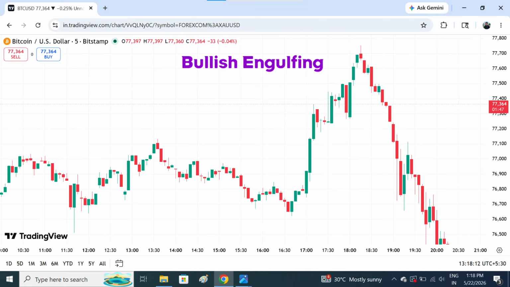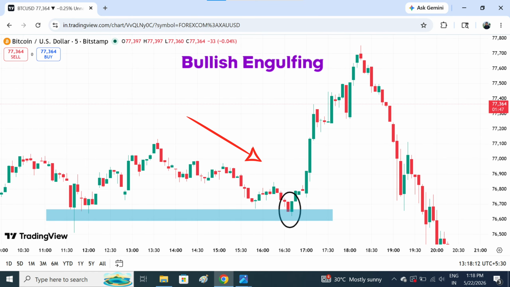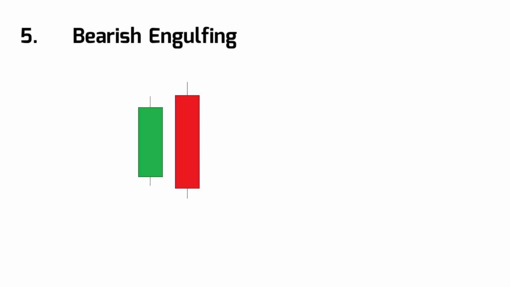If bullish engulfing forms near a support after a downtrend, then we get a buying opportunity here. This pattern is a very powerful bullish reversal pattern that you will often see on the chart. The exact opposite of this is bearish engulfing.